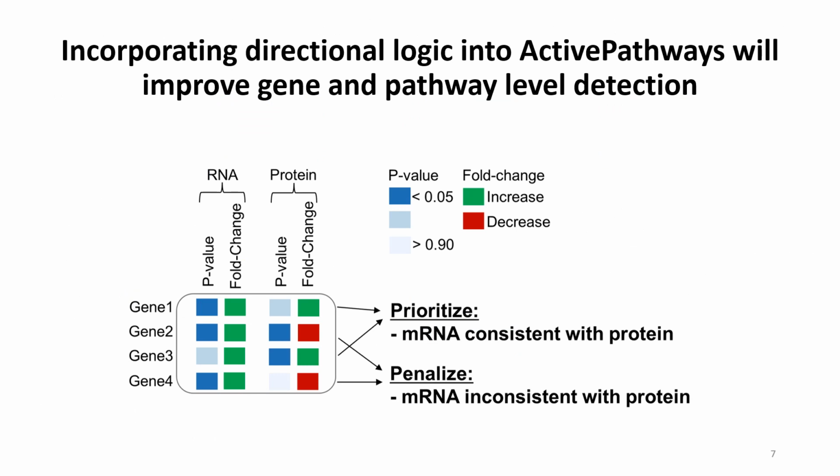To summarize, we've incorporated this directional logic into ActivePathways, where in this example we're integrating RNA and protein datasets by prioritizing genes where mRNA is consistent with protein and penalizing genes where mRNA is inconsistent with protein. By doing so, we will remove false positive signals and improve gene and pathway level detection.